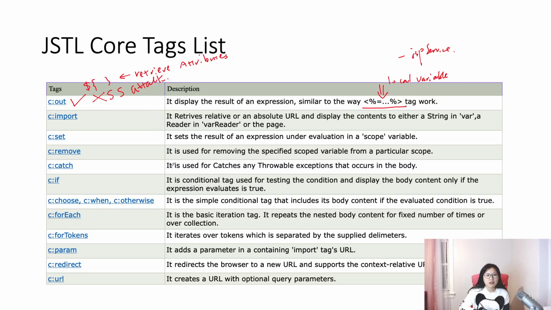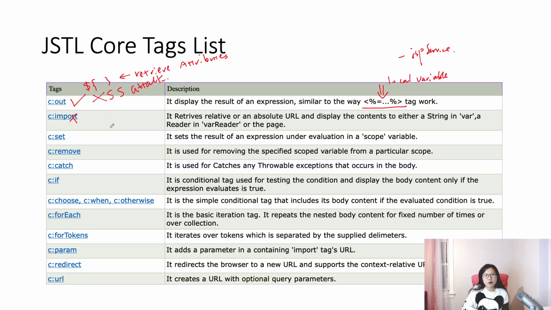Okay. For c:import, I didn't introduce this one. The main reason I don't introduce all the tags in this core library is I don't have enough time, and I only introduce the ones I use the most and the most important ones. For others, I think after you learn several of them, you can easily look at the API and learn by yourself.